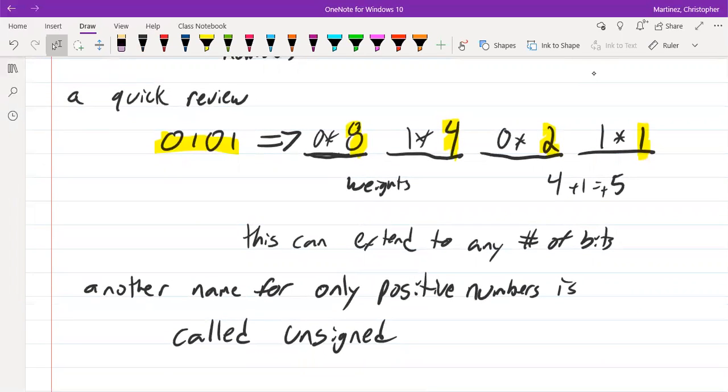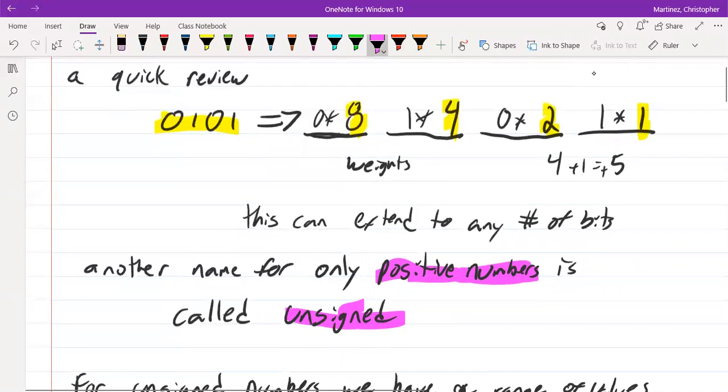Now, all of this was dealing with just positive numbers. And we're going to have a name for just talking about positive only. The name we have is called unsigned. And whenever you hear that phrase, unsigned, it's always going to refer to just dealing with positive numbers. If you have done any type of C programming code, you might have seen that you can declare a variable as being unsigned. And when you do that, you're saying all you're going to do is use positive numbers.